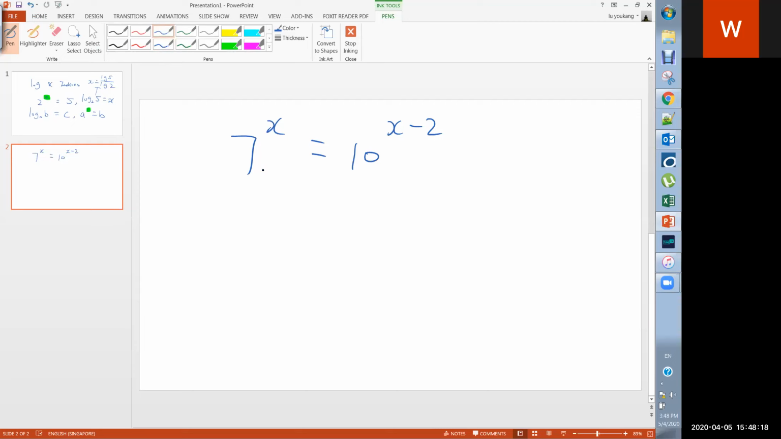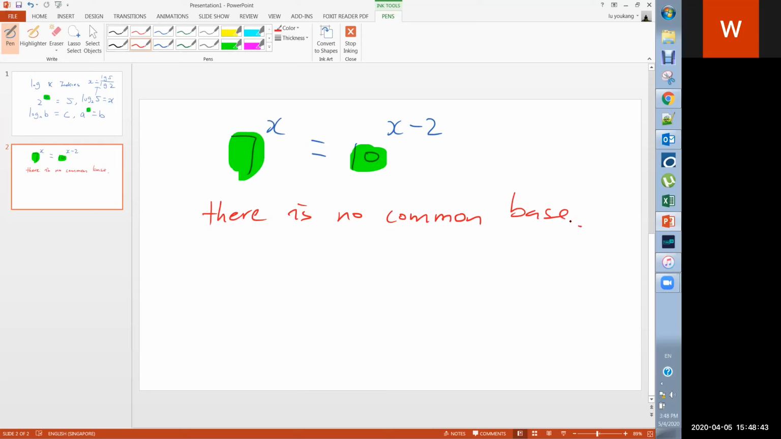is the question we ask ourselves. So clearly, 7 and 10, what it means? There is no common base, right? There is no common base. Because we always look for a common base, and then we just compare the power.